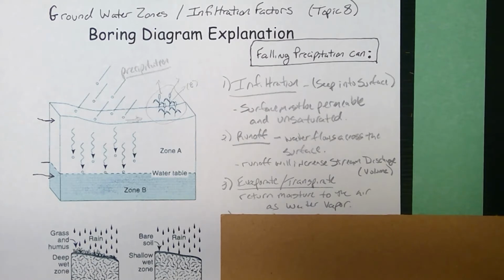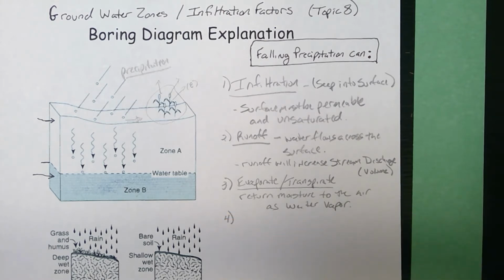Now, the last thing is what might happen if it's really cold. Not all precipitation falls as water. Water can infiltrate into the soil, but ice and snow can't. So if it's a cold enough time of year or you live in a cold enough climate, one thing that could happen, or the last thing that can happen here, is the precipitation could be stored as ice and snow.